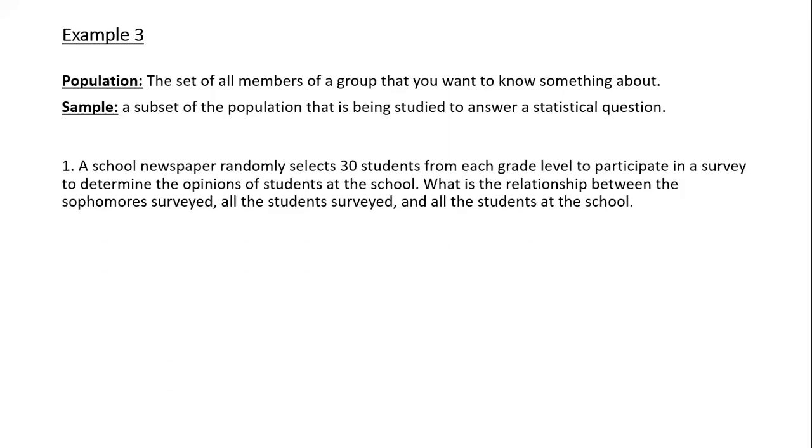So let's do some examples. A school newspaper randomly selects 30 students from each grade level to participate in a survey to determine the opinions of students at the school. What is the relationship between the sophomores surveyed, all the students surveyed, and all the students at the school?